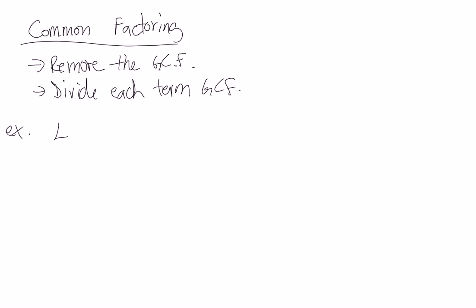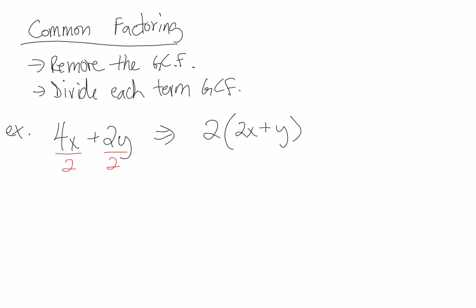So if I gave you 4x plus 2y, the GCF is 2, right? Between the numbers 2 and 4, 2 can come out. Between the letters, we have x and y, nothing would be common. So in this case, 2 is our GCF. So basically then we just have to divide each term by 2. So 4x divided by 2 would be 2x, 2y divided by 2 will be 1y, and that would be our equation with the common factor taken out.